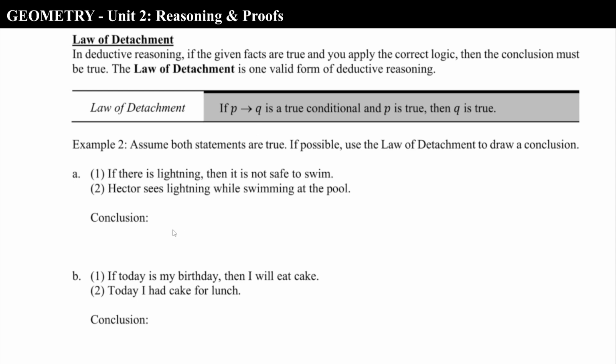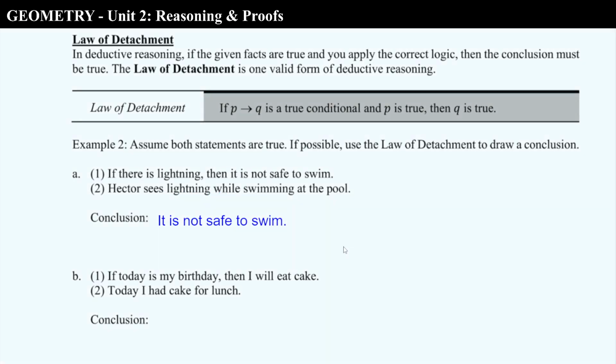If there is lightning, then it is not safe to swim. Hector sees lightning while swimming at the pool. So what conclusion can we draw from this? Well, the first statement is true. If there is lightning, then it is not safe to swim. We're taking that entire statement to be true. Well, Hector sees lightning while swimming at the pool. We're going to say that's true. So therefore, the conclusion is it is not safe to swim.